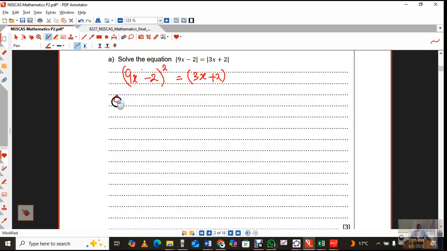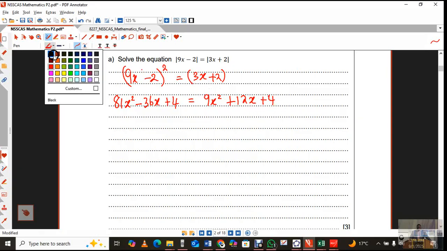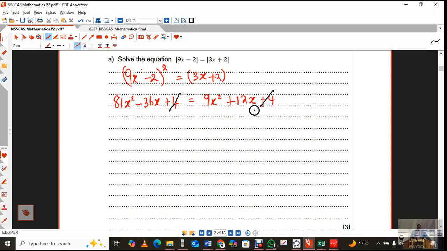Well, you should be very familiar with how to multiply out binomials. This is going to be double of 9 times 2, which is 18, double of 18 is 36x, and negative 2 times negative 2 gives you 4. On the right hand side you have 9x squared, and then 3x times 2 is 6x, double of that is 12x plus 4. When you have the same thing on both sides, you can just cancel them.